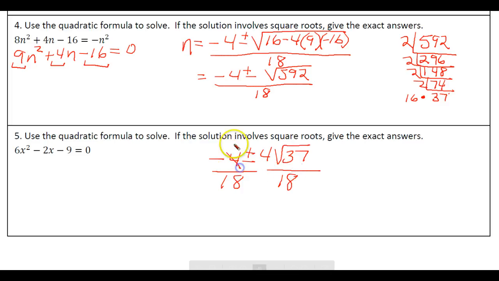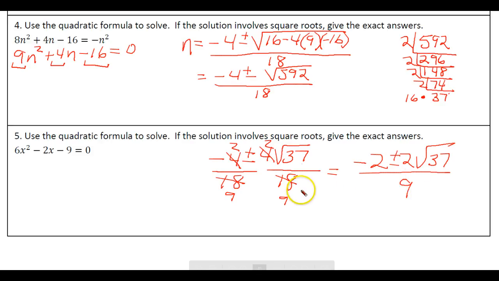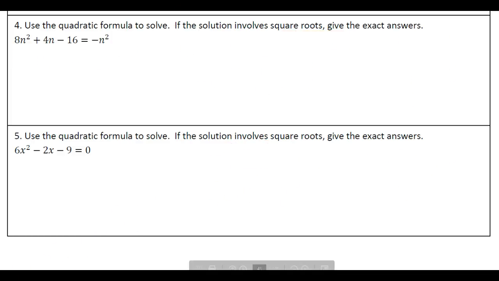So I can cancel out. This will be a 2, this will be a 9. This will be a 2, this will be a 9. So now I can put it all over a common denominator. This will be negative 2 plus or minus 2 times the square root of 37, all over 9. Yes. And that's the answer they have on the answer sheet. That one was a challenge.